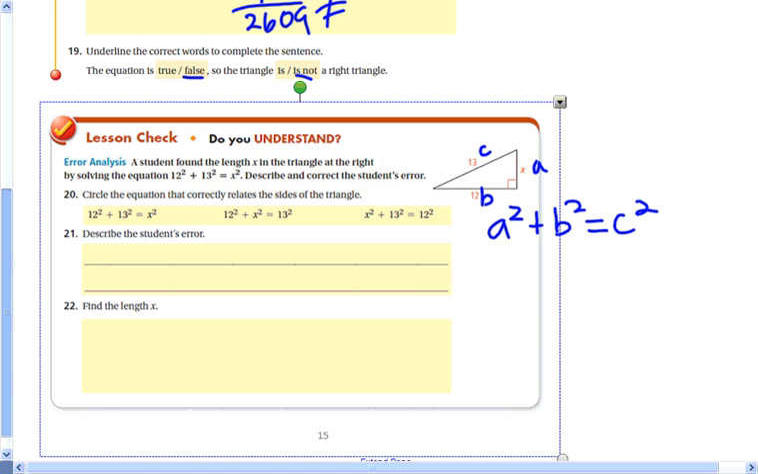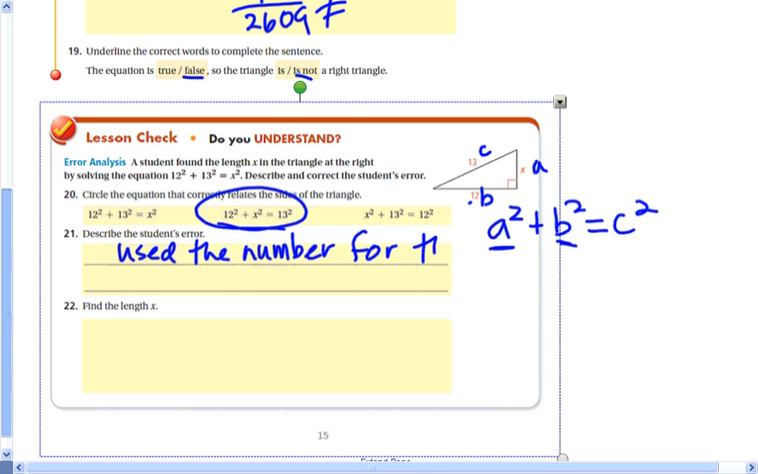So we need 12 for B or A, and then x in these two spots. So that would be that one there. And the student used 12 and 13 as the A and B, the legs. So we'll just say that the student used the numbers and number for the wrong part of the triangle.